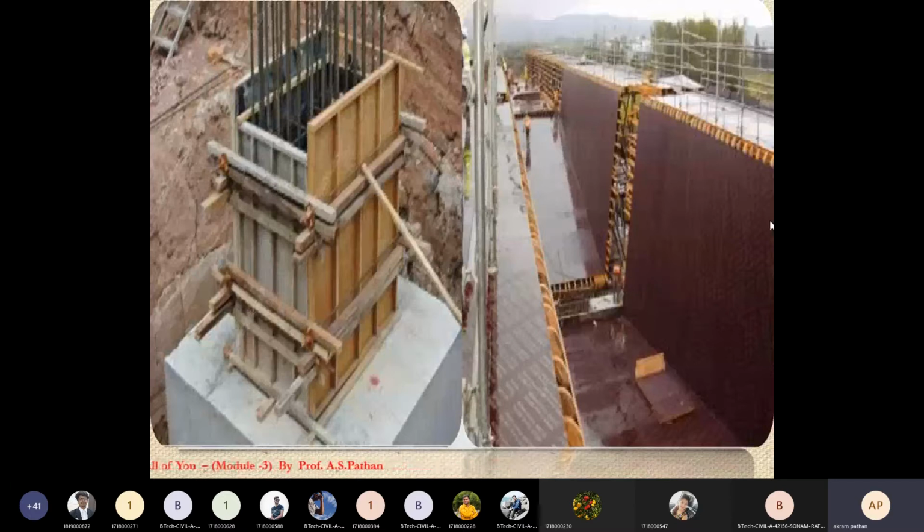Now, if you see here, in the case of retaining walls also, we can use plywood formwork for huge types of construction. With the help of these photographs, you can see the accuracy of the platform. Then we have a good video regarding this.